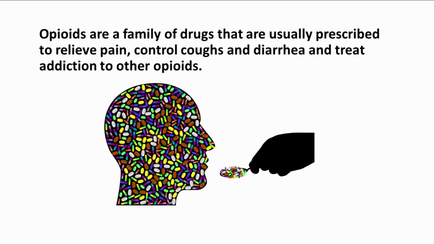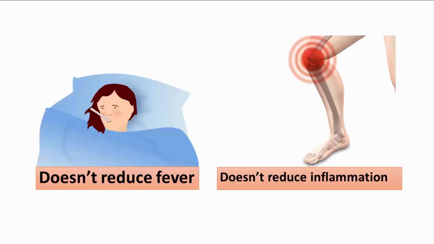Another class of drugs important for pain management are the opioids. Opioids are a family of drugs that are usually prescribed to relieve pain, control coughs and diarrhea, and treat addiction to other opioids. Although I talked about it being a pain-managing drug like NSAIDs, remember, it is not anti-inflammatory or antipyretic, so it cannot be given to reduce fever or in inflammatory conditions like rheumatoid arthritis, unlike NSAIDs.